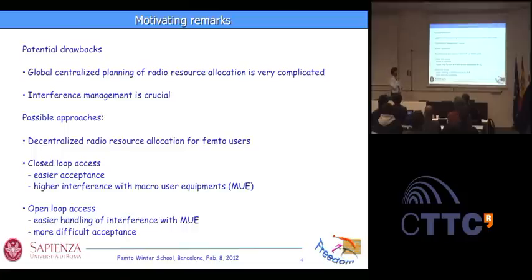So the other possibility is to have open access. With open access, essentially the femto-access point can allow other people to access the femto-access point. Because of this, the femto-access point is able to handle the communication towards also these macro mobile users. In that way, the interference can be eliminated a priori, no? Just because the femto-access point knows that it's serving both the femto user and the macro user. But the problem with this approach is that probably it will be more difficult to be accepted by the subscribers.